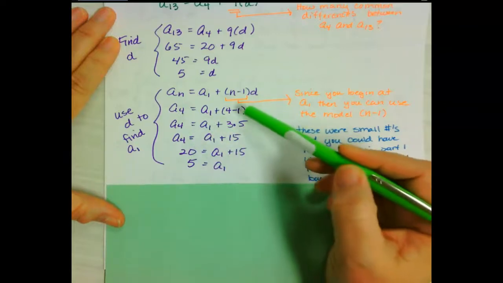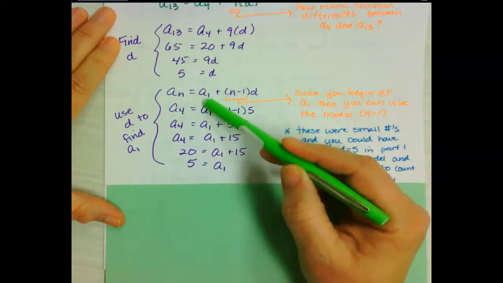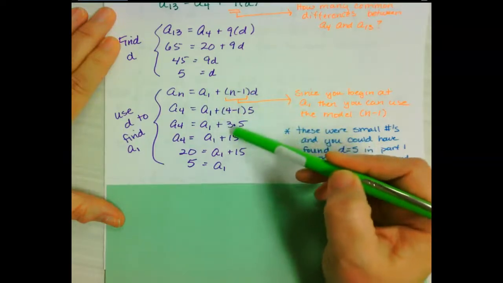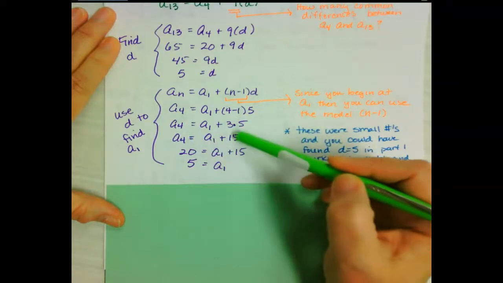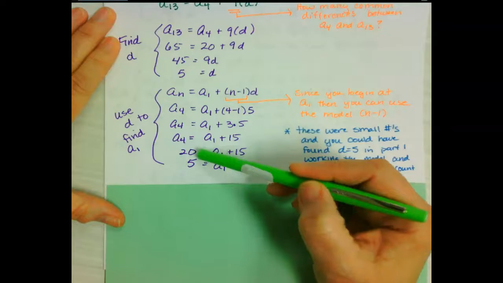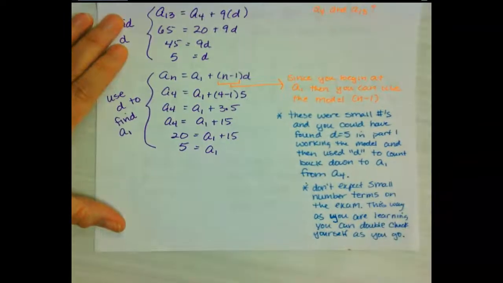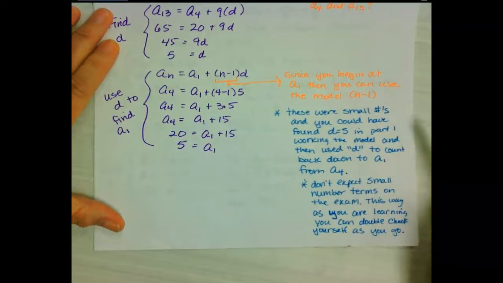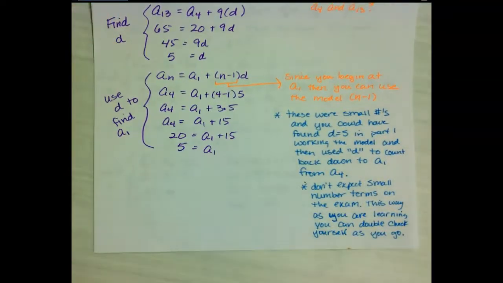I know that we can do n minus 1 here because look, I am starting with 1 this time. So I get 4 minus 1, which is 3. So 3 times 5 is 15. 20 is what a sub 4 is. So when I move the 15 over there with the 20, I get 5. And now I have solved for a sub 1, which is what we were asked to do. These are small numbers again, so you can keep an eye on what you're doing and have some realistic expectation. I would not expect small numbers on the test because I'm going to want you to actually show me that you know how to use and work with the models.